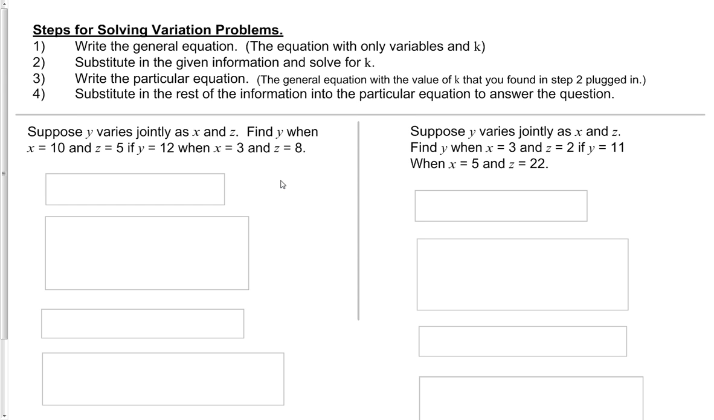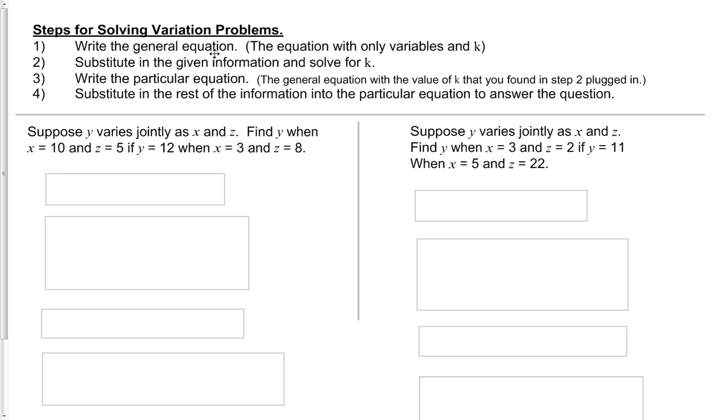Now we're going to do a couple examples of joint variation. So let's get right into the example. Suppose that y varies jointly as x and z. Find y when x equals 10 and z equals 5 if y equals 12 when x equals 3 and z equals 8.